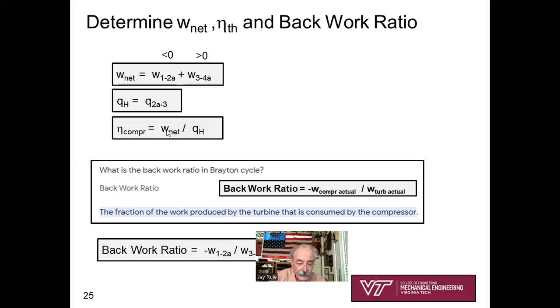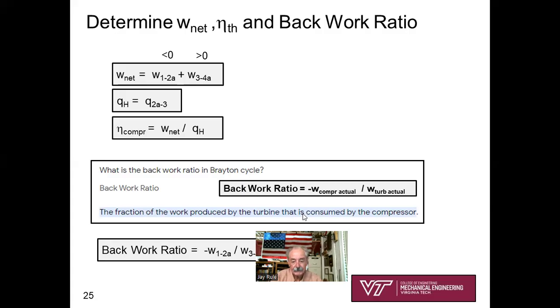And darn it, look, another typo. That's not compressor efficiency. That's the thermal efficiency of the cycle. Shame on me for not detecting that terrible copy and paste practice. Thermal efficiency, not compressor efficiency.